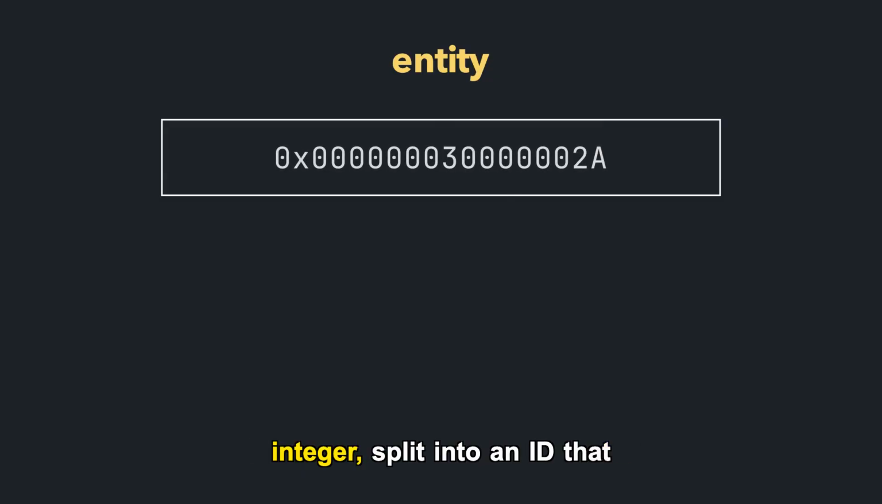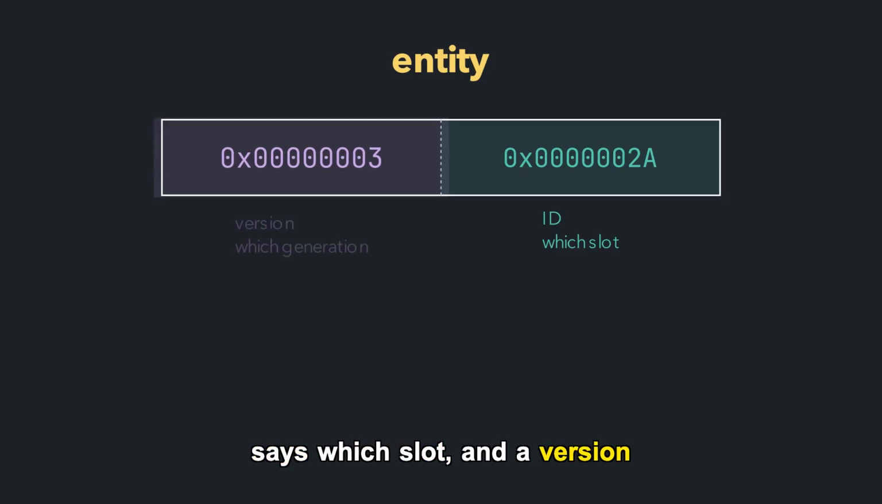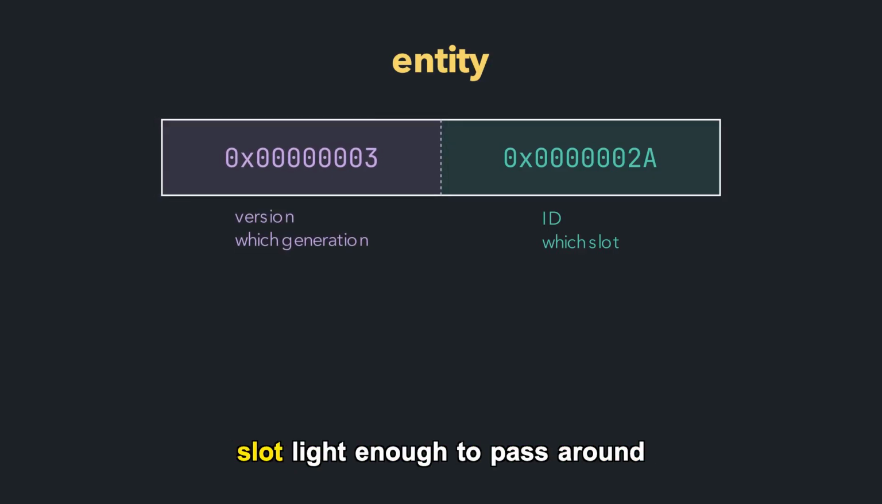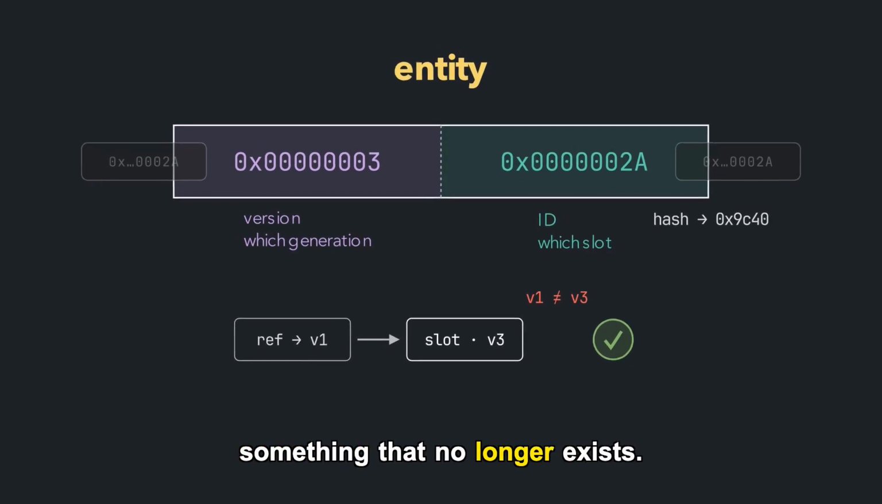One 64-bit integer, split into an ID that says which slot, and a version that says which generation of that slot, light enough to pass around and hash freely, but just clever enough to catch a reference to something that no longer exists.